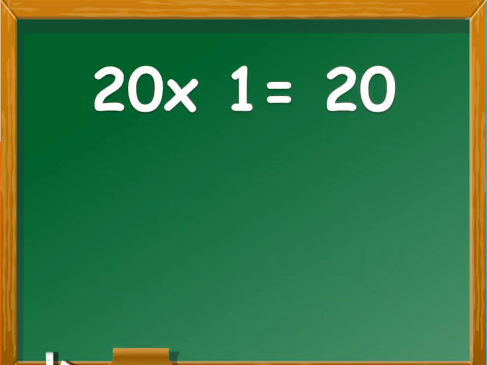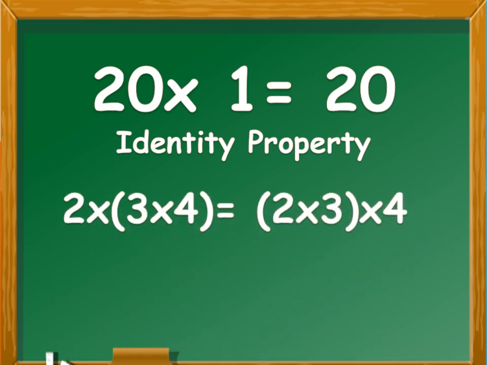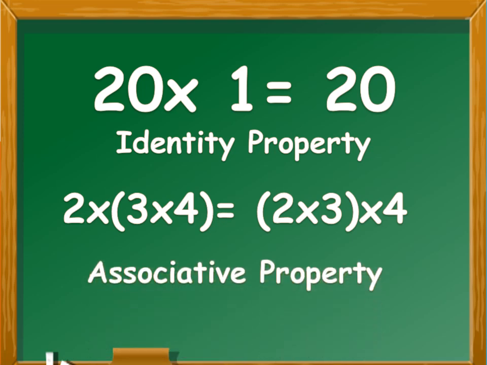Twenty times 1 equals 20 shows what property of multiplication? Very good. It shows identity property of multiplication. 2 times 3 times 4 is equal to 2 times 3 times 4. It shows associative property of multiplication.